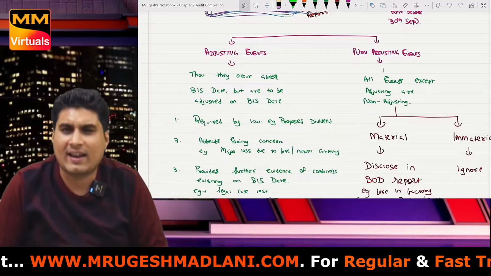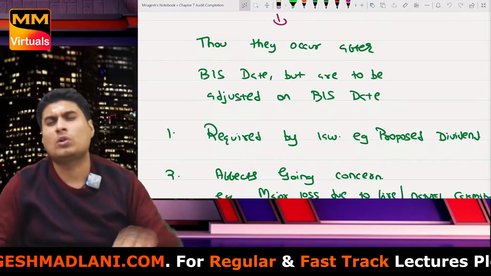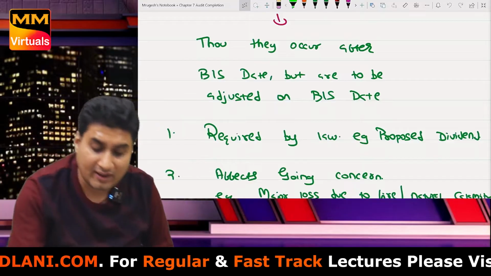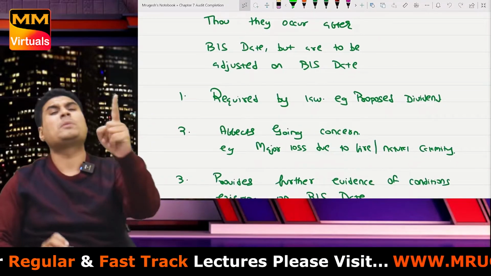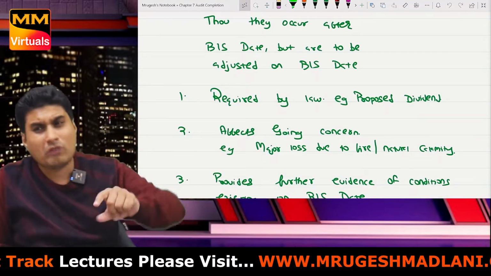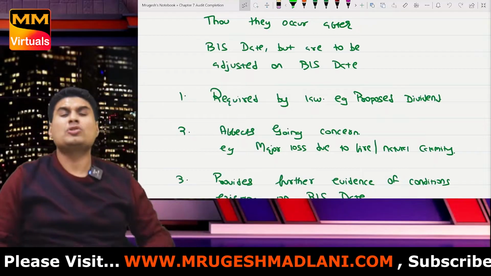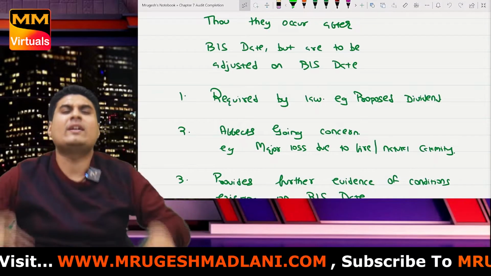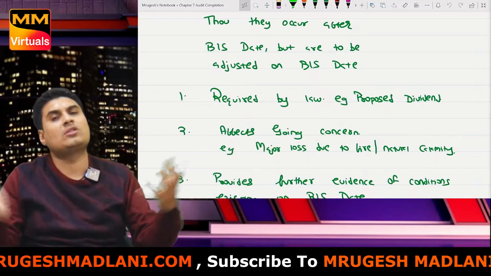You will ask me why. Stay tuned. Though these occur after balance sheet date, these are to be shown on balance sheet date. Number one, required by law: proposed dividend. Proposed dividend is declared in June, July, August, but you have to show it of last year. Why? Because it is actually of last year, so you cannot show it in 24-25. It is the dividend of 23-24, so it should be shown in 23-24.